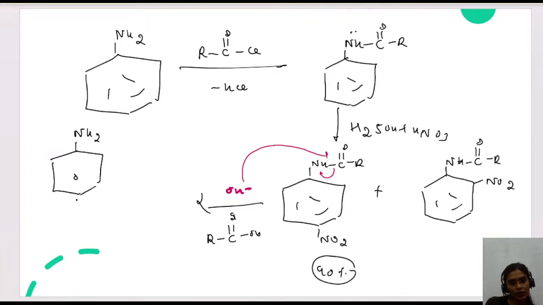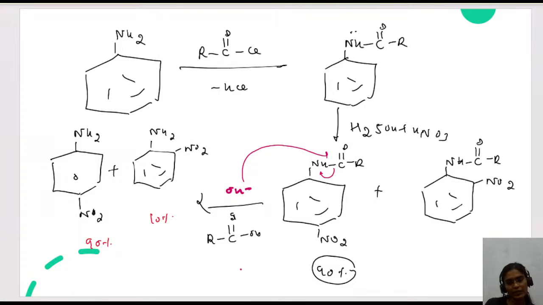So NH2 and NO2. See, this is how smartly we are getting 90% yield. So it's 90% and 10%. It's one of the famous exceptions of chemistry. Be noted.